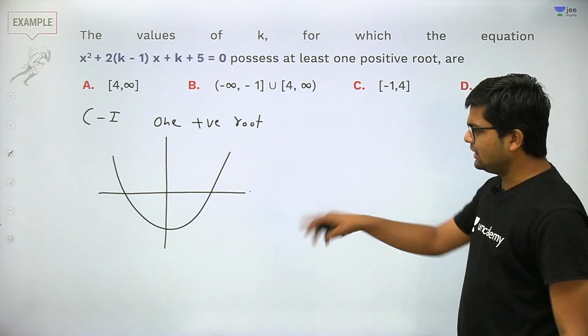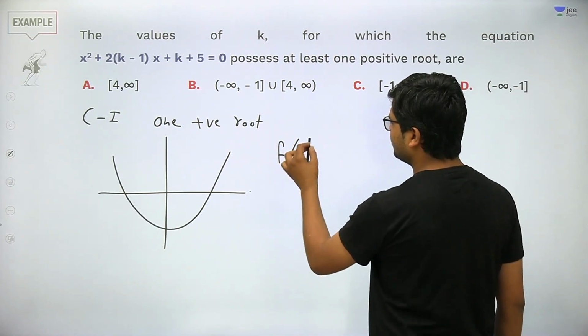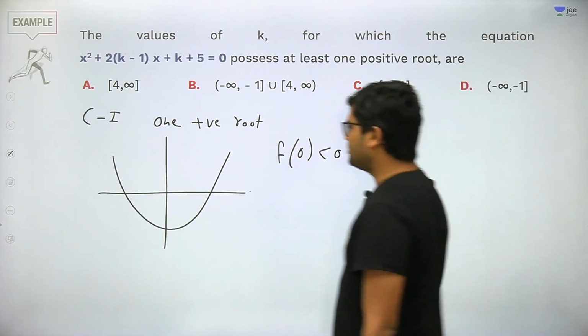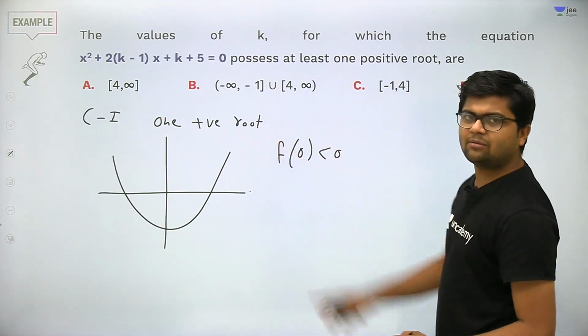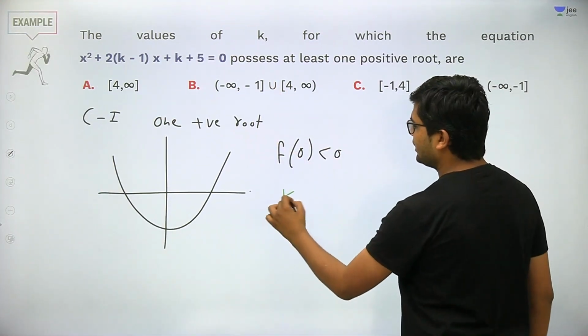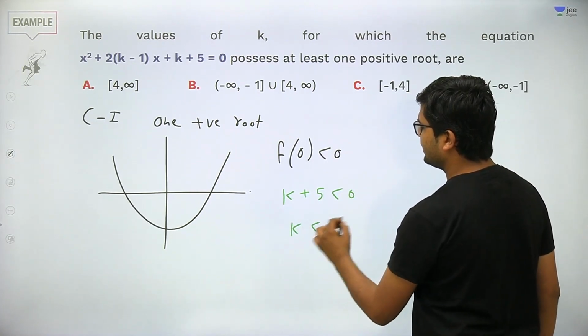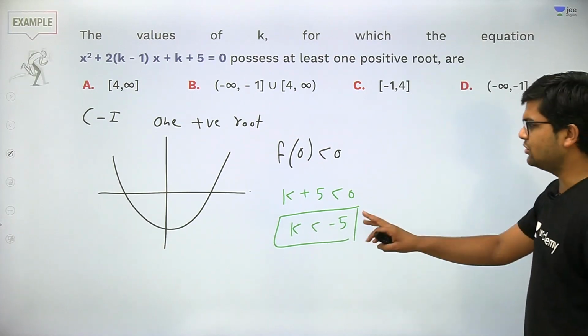Okay. So in this case, you can easily conclude that f of 0 should be negative, because this quadratic is facing upward, the x square coefficient is positive. So f of 0 is negative. Just solve for it. f of 0 will come out to be k plus 5. So k plus 5 needs to be less than 0, so k needs to be less than minus 5. So from here comes the first solution.